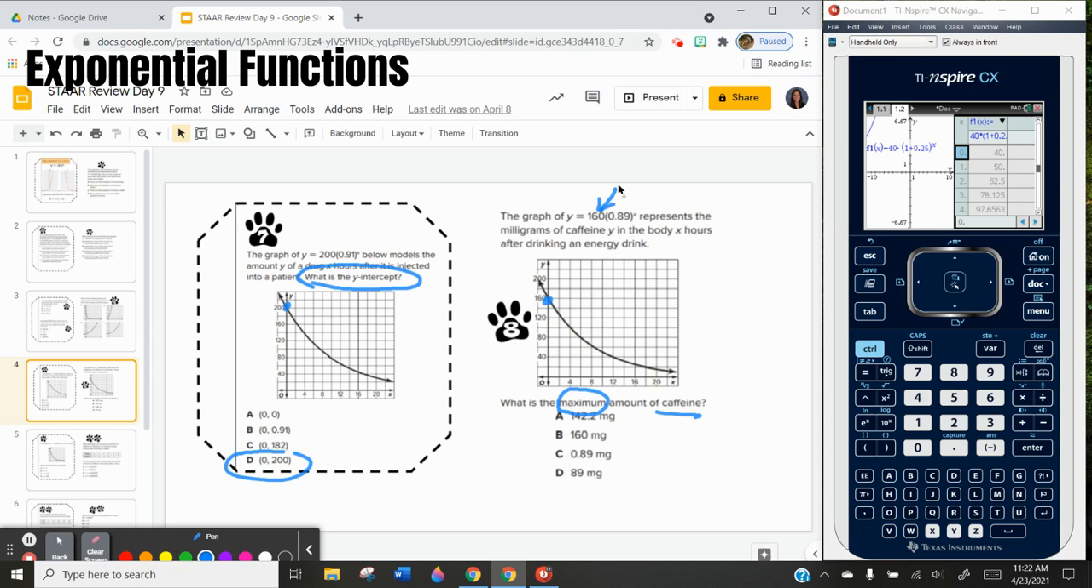Well, that would be your start value. What was the starting amount? Right here, right at 0, was 160. That's the most that they would ever have.